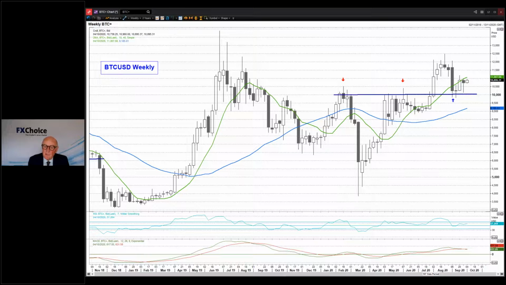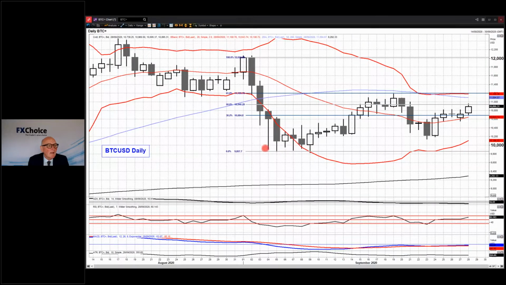Let me just go to the daily chart here now. So here's 10,000. Here's it holding at 10,000. I put in a Fibonacci retracement here from the 12,000 high at the beginning of September down to the low of September at 10,000 or just below 10,000. And you can see here now we're around 50% of that, and we're consolidating at that.